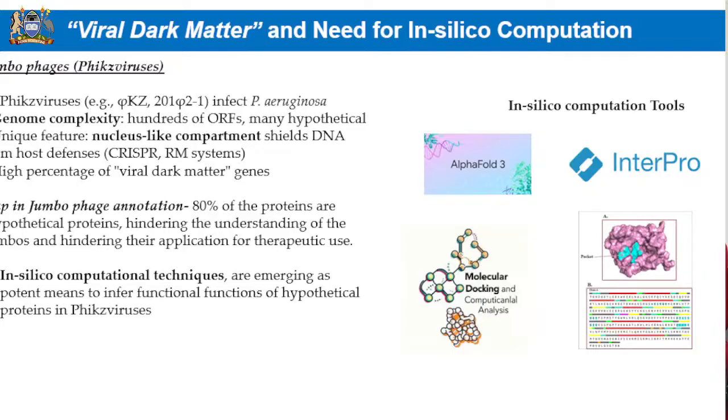And that's why we need what we call in silico computation, using various databases to hypothesize the function of different proteins found in these viruses, so that we can convince people to take this as an alternative to antibiotics. There are techniques like AlphaFold 3, which is an artificial intelligence used to model proteins. InterPro is a database where you can read motifs. And there's molecular docking. A lot of people are talking about docking here. They also use CASTp to see active sites in that protein. If you go to the next slide, please.